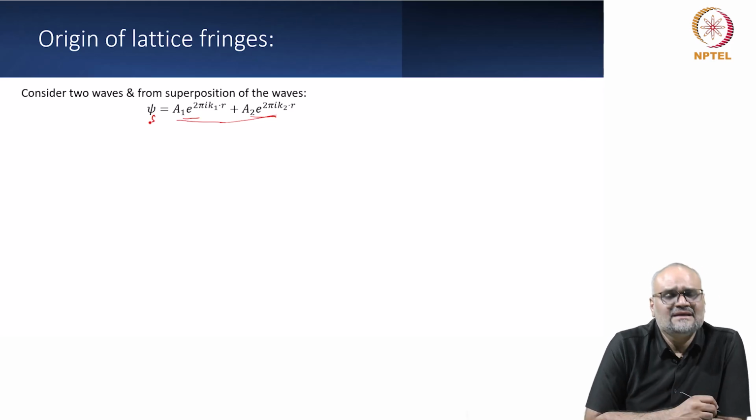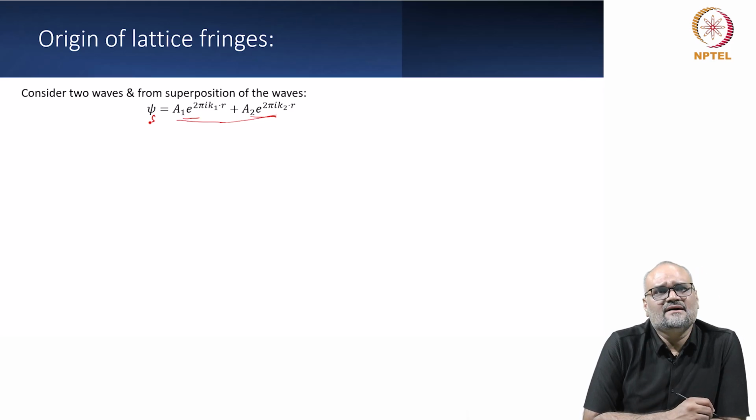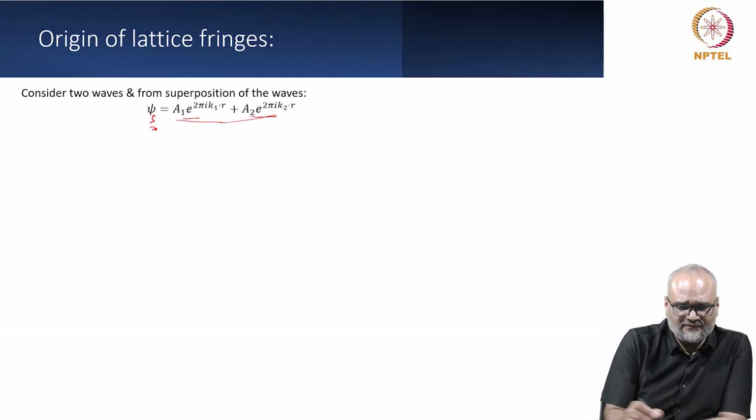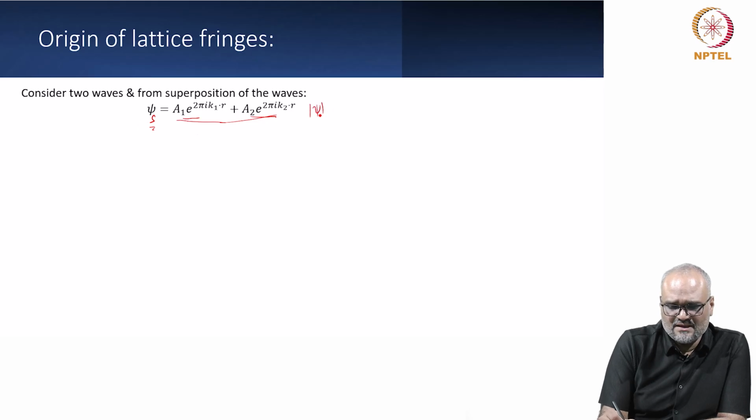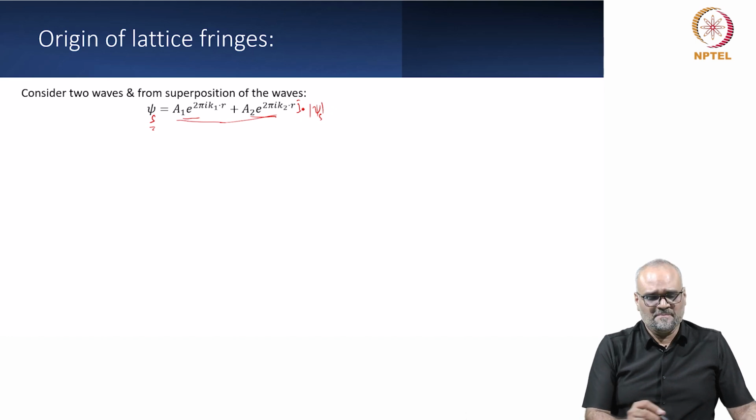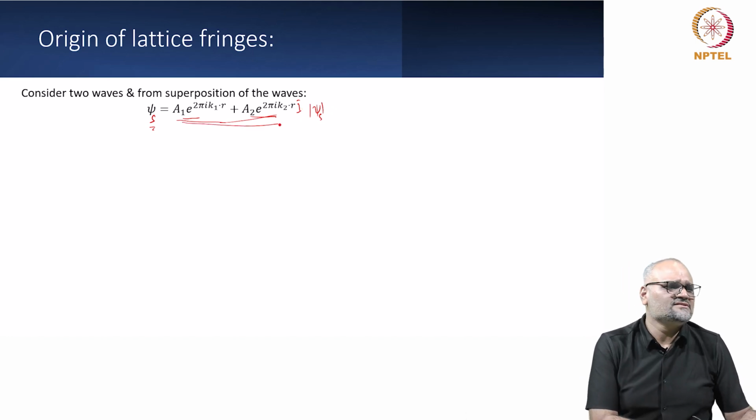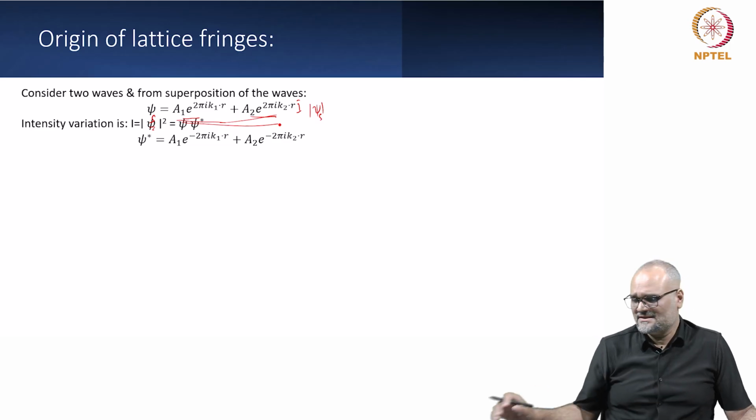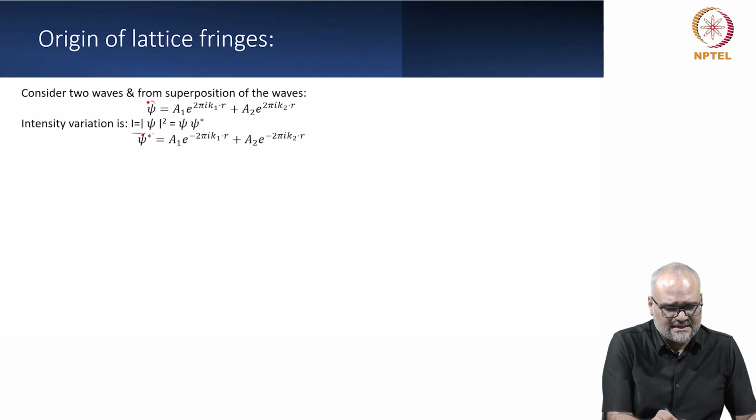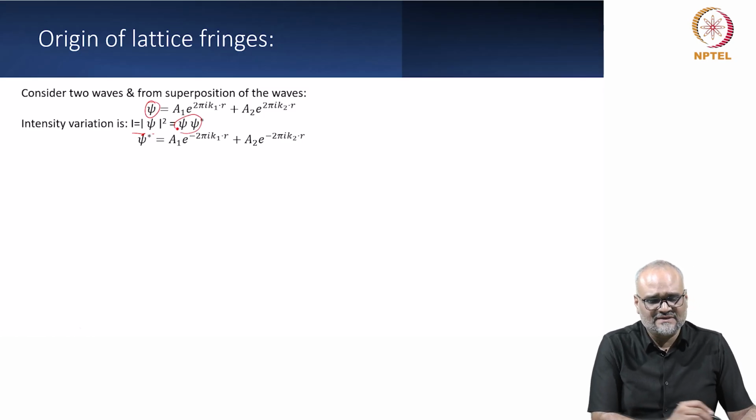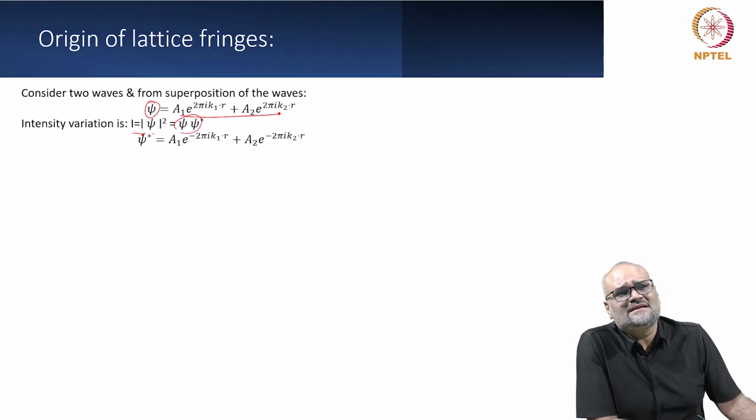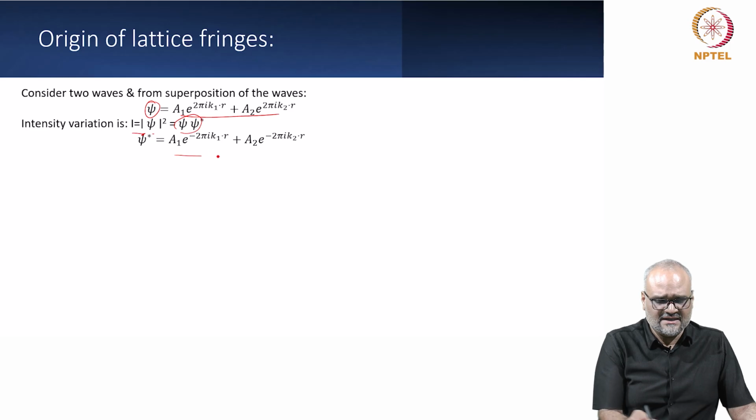If I write this as the scattered wave as a consequence of superposition of these two waves, the intensity variation of this scattered wave can be determined from multiplying this with its complex conjugate. So the intensity variation of this particular wave can be written as a product of the waves that are actually interfering times its complex conjugate, which can be simply written as this.